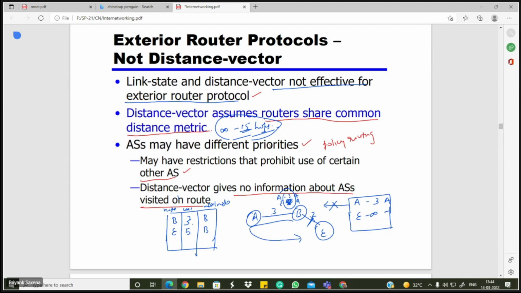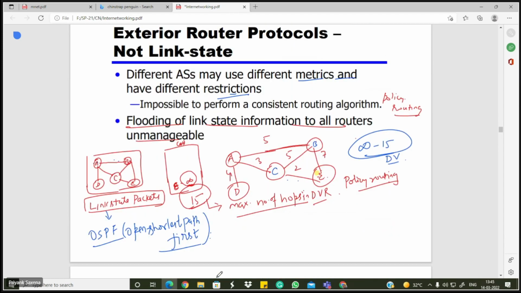So are you following? Suppose this information failed to reach A. That will create a confusion, and A will be under the impression that it can reach E via B, and once A shares its table that it can reach E via B, B feels that it can reach A via E via A, right? So that will create a confusion, and this cost will keep on increasing. So there should be an upper bound on that. That upper bound is fixed to 15 hops, so that puts the limitation of distance vector routing as an exterior routing protocol, right?